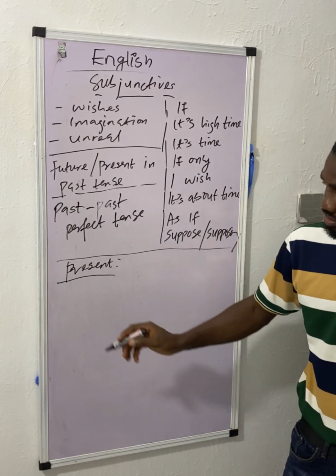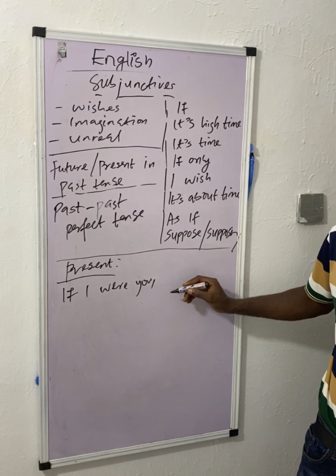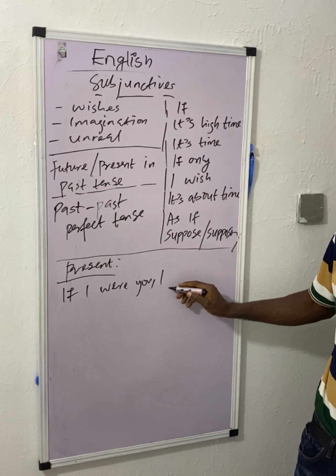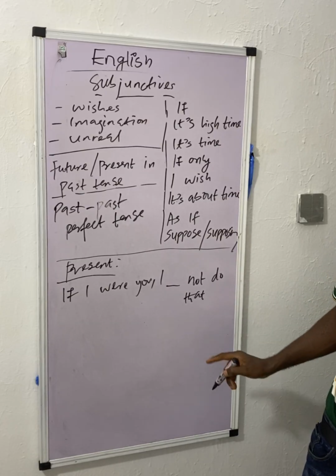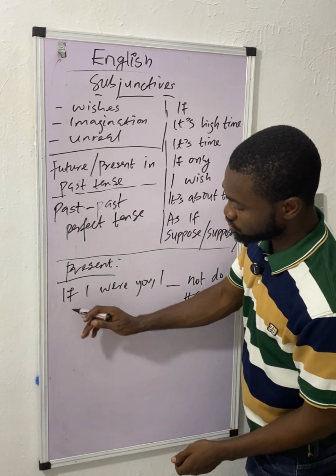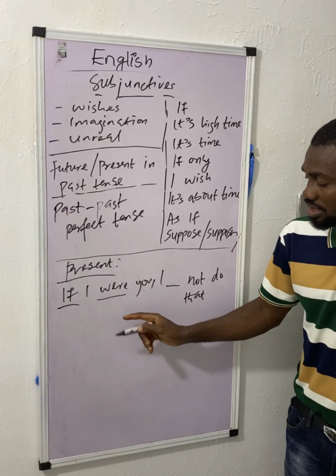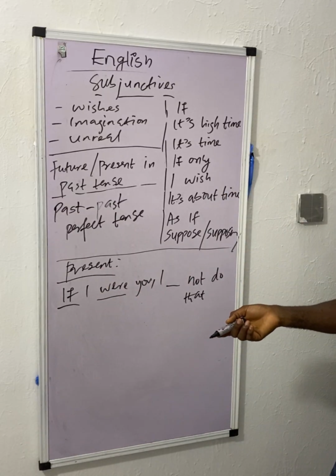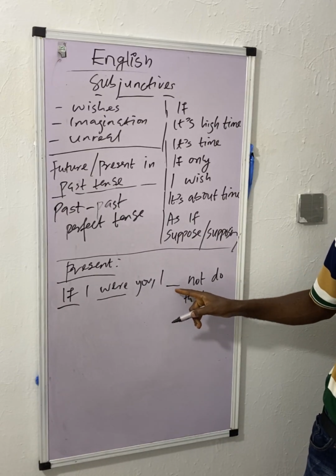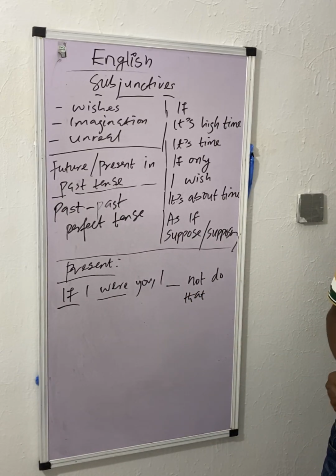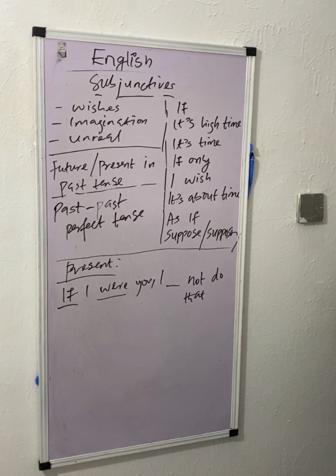Remember, if is a subjunctive, right? So if I were you, comma, I would not do that. So what should be here? If is a subjunctive, right? If I were you is already telling us that this is a past expression. With if I were you, I would not do that.